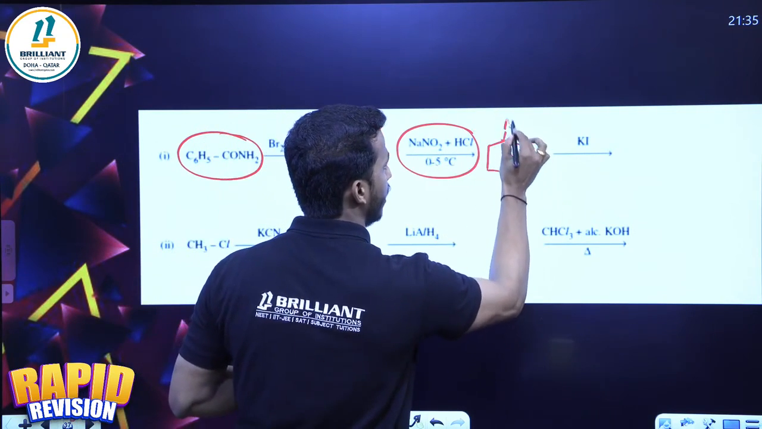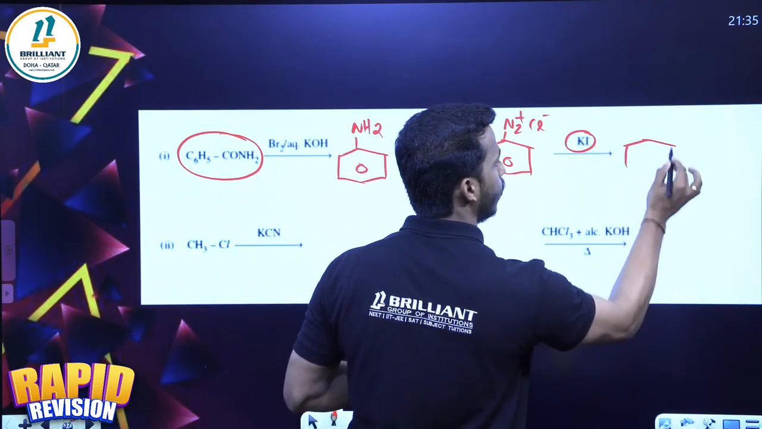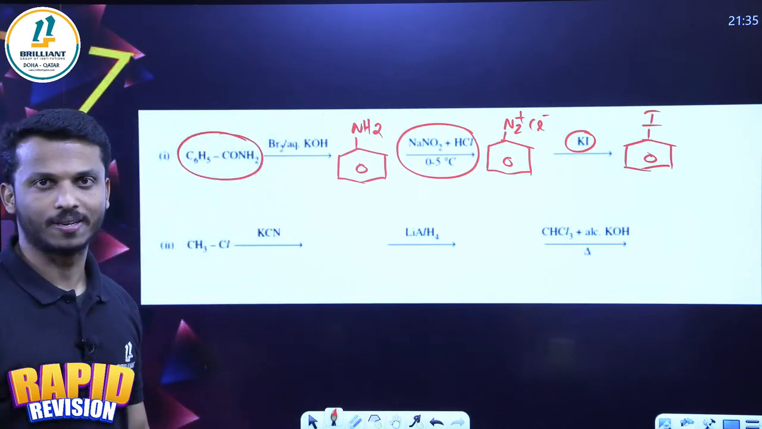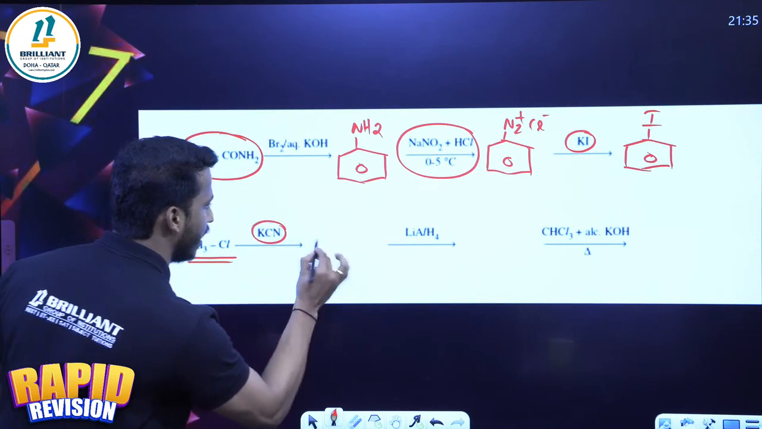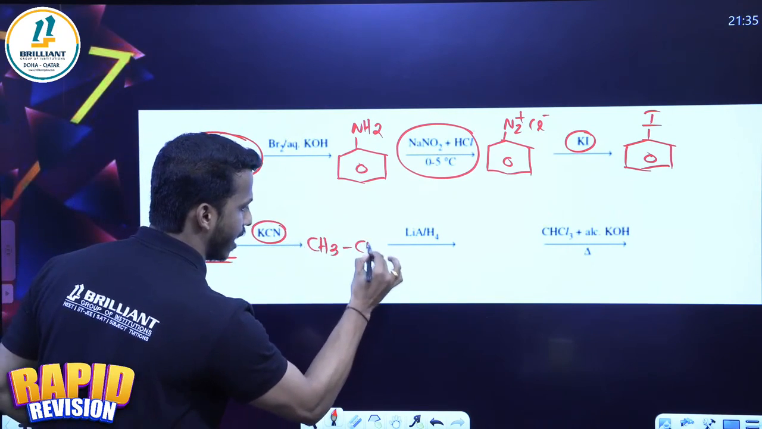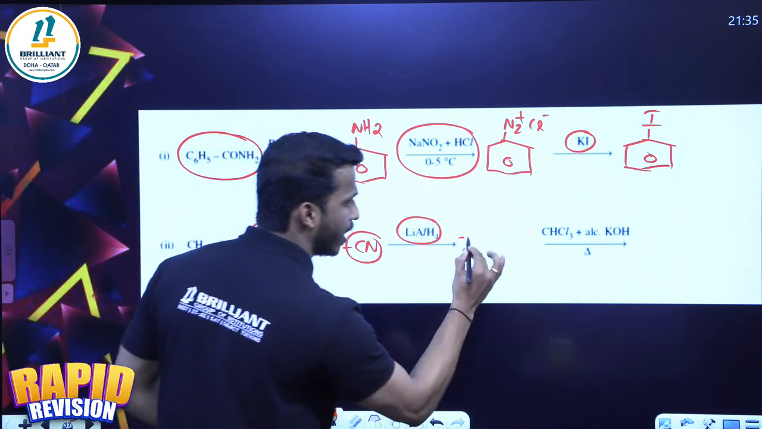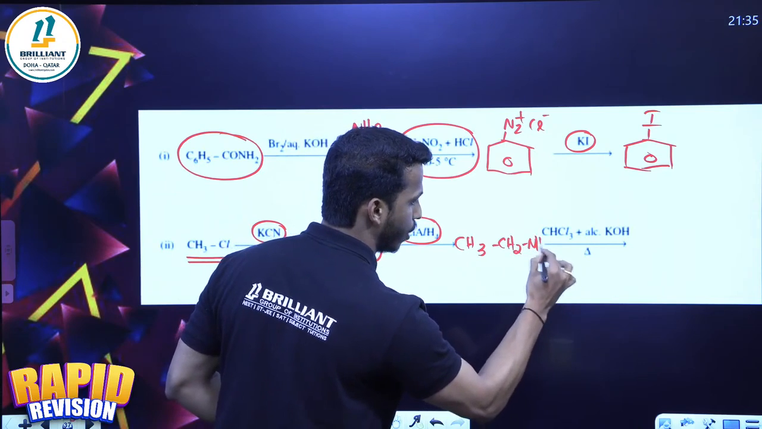It becomes diazonium salt, and it is treated with KI. What will you get here? Iodobenzene. Hope you get the answer fast. What about the last case? When you treat methyl chloride with KCN, you will get methyl cyanide. Cyanide on reduction with lithium aluminium hydride, you will get which one? The amine. No change in carbon, okay?